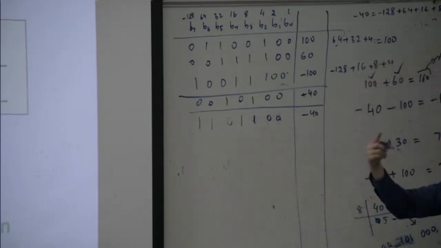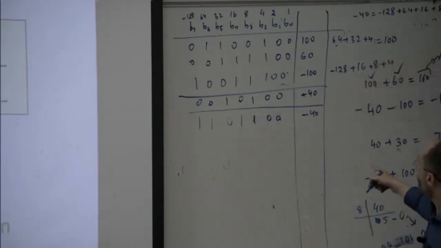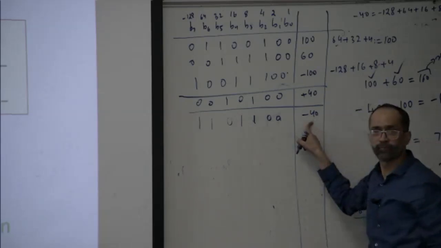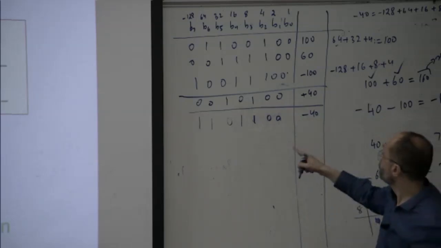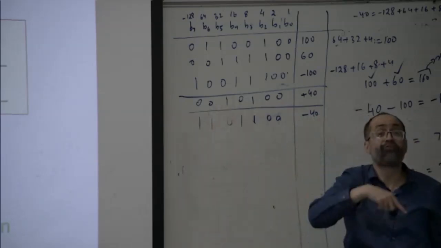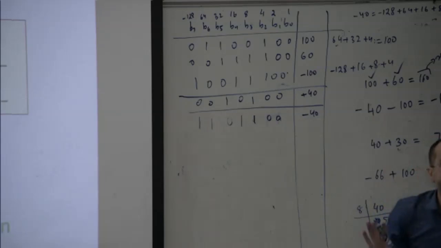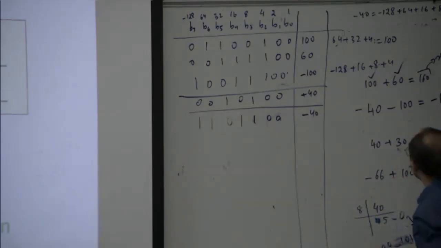Got it? So you're using different methods. We are using a lot of methods. Initially, how did we calculate minus 40? We took the 1's complement, then we add 1. And now we are using the sum of the weight method to verify that minus 40 is now correct. Got it? We found this 100 and minus 100.